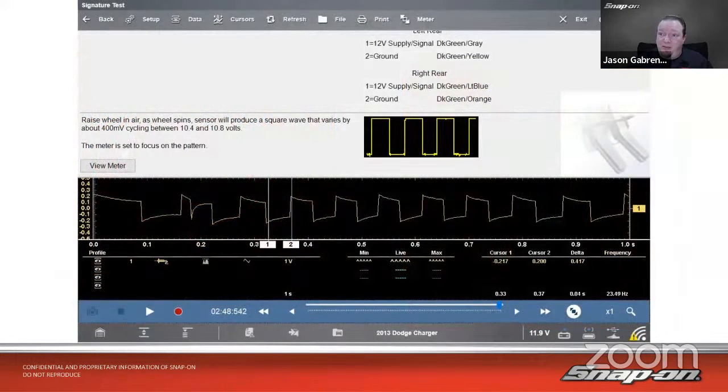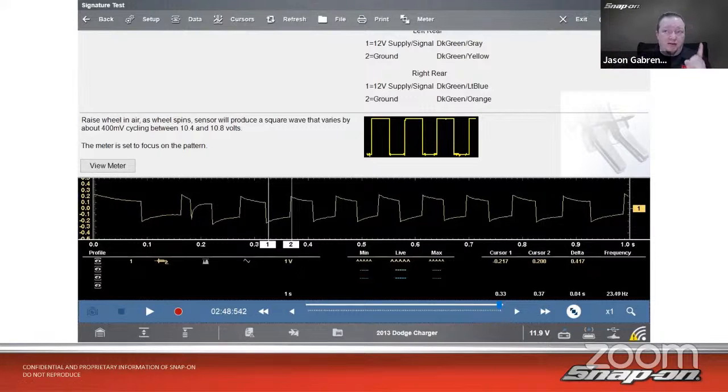Here's just another example off a Dodge Charger. That actually does a little bit of math. So raise the wheel in the air. As the wheel spins, the sensor will produce a square wave that varies by about 400 millivolts, cycling between 10.4 and 10.8 volts. And then the meter is set up to focus on that difference. So you see it's not much. It's 4/10 down the bottom, and then a negative 4/10, and then a positive 4/10 on the other side. And this is just kind of pushing it by hand.